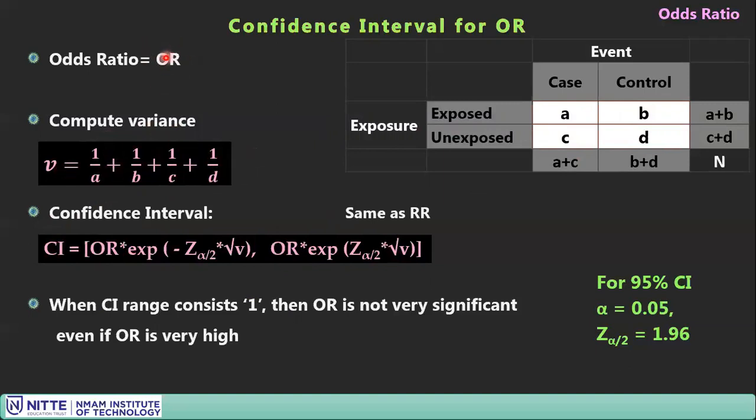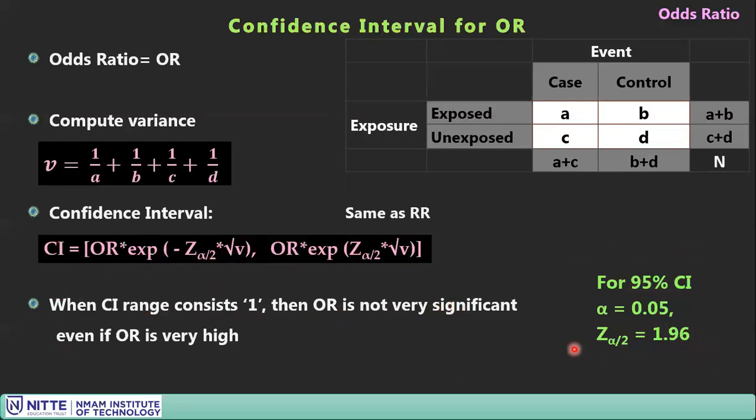The odds ratio you have already calculated. Use that here: odds ratio, exponential of minus z multiplied by the square root of variance. Here it is positive, here it is negative. So you get two values, that means the range for the confidence interval. The value of z is 1.96 when you take a 95% confidence interval. In my previous video I told you about this when I was explaining the relative risk, right? So if the confidence interval includes 1, then the OR is not very significant.